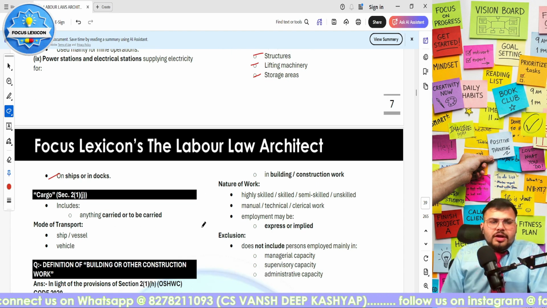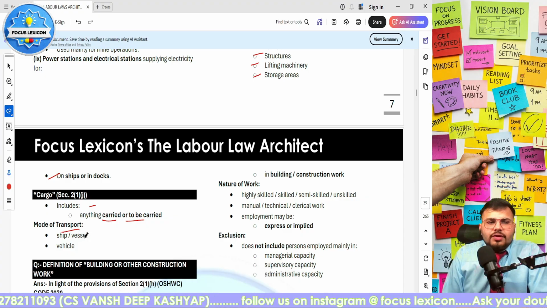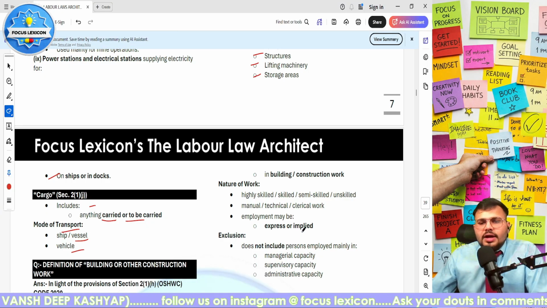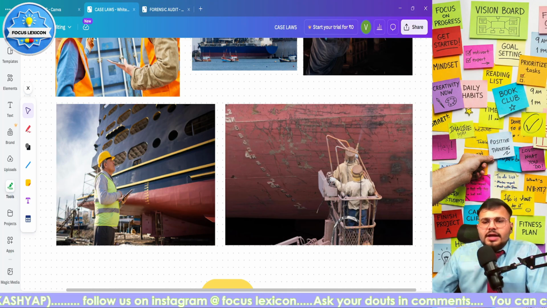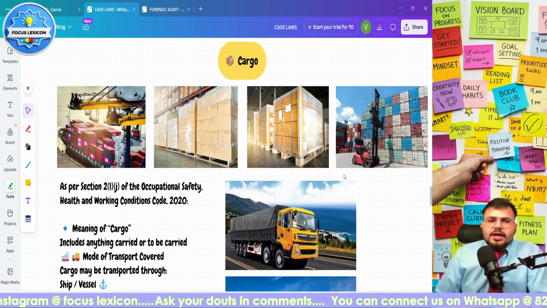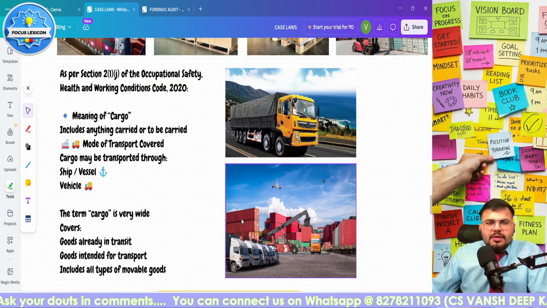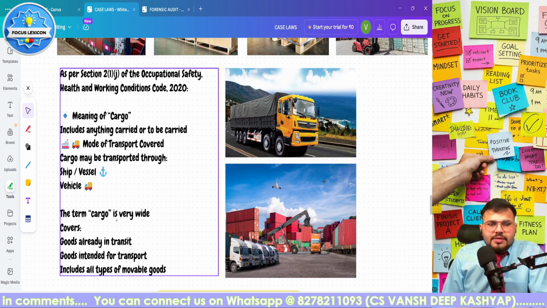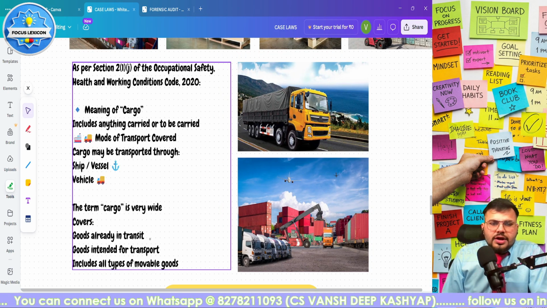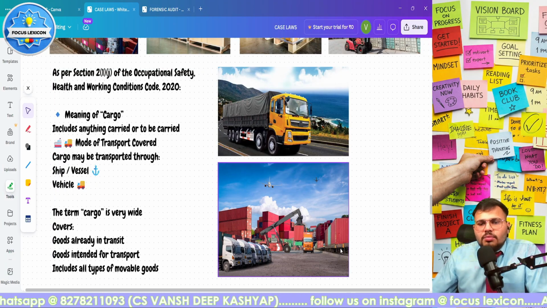Next is, what do we mean by cargo? Cargo includes anything carried or to be carried, whatever the mode of transfer: ship, vessel, or vehicle. Anything that carries or is going to carry, that is cargo. It can be a ship, a vessel, a truck, or something else. The term cargo is very, very wide. It covers goods already in transit and goods intended for transport, and includes all types of movable goods.